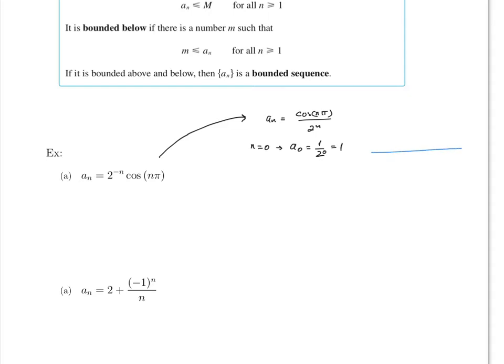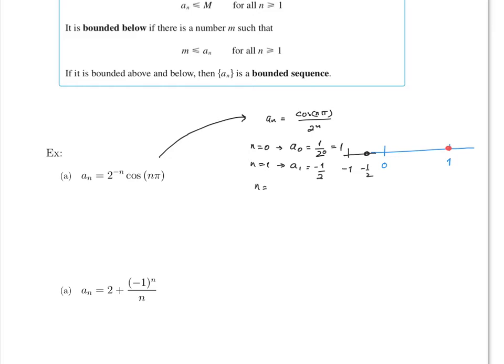So let's do a graph. So I have 0. So you have 1 here. So that will be the first value. Now, what about if n is equal to 1? Then we have a_1. Then it will be cosine of pi. The cosine of pi, remember, is minus 1. So it will be 2 to the 1, which is 2. So you're going to go from 1, and then let's say this is negative 1, to minus 1/2.